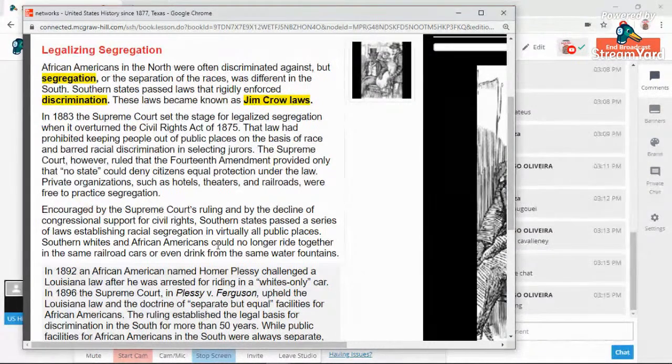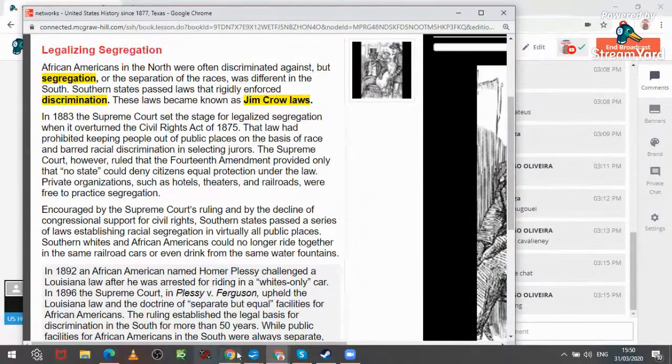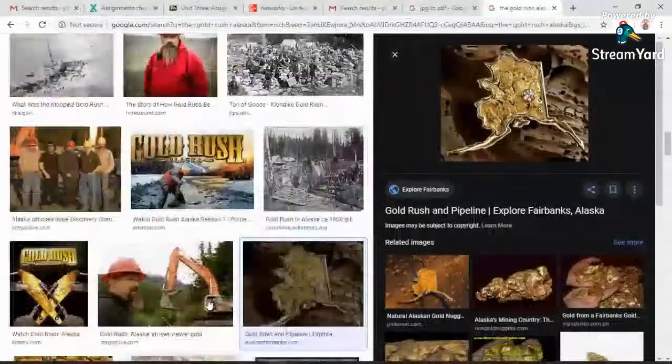Private organizations, hotels, theaters, railroads could practice segregation. So, what does that mean? They tried to make it illegal everywhere for blacks and whites to be apart, but the government said, hey, in public places, we can't do this. But private places, yes. So if a restaurant only wants to serve black people or white people, then it can do that. And that's where we have Jim Crow.